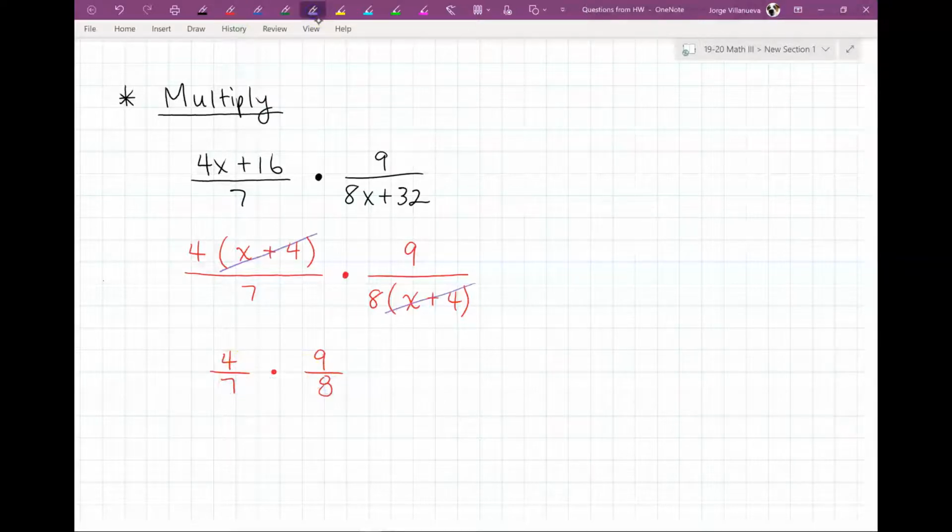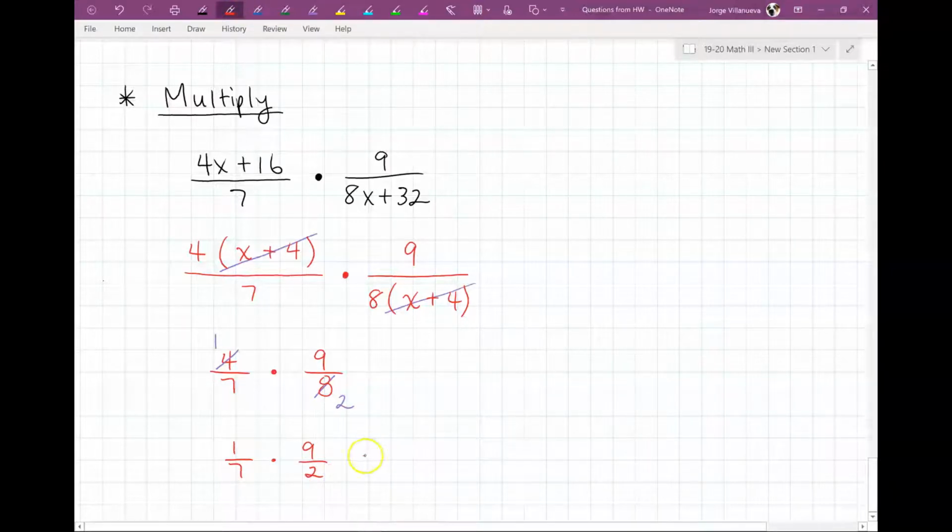Now I know that a 4 and an 8 have a 2 in common. They actually have a 4 in common as well. So 4 divided by 4 is a 1. I'm just doing cross cancellation, okay? And 8 divided by 4 is a 2. So let me rewrite my fractions now. I get 1/7 times 9 halves.